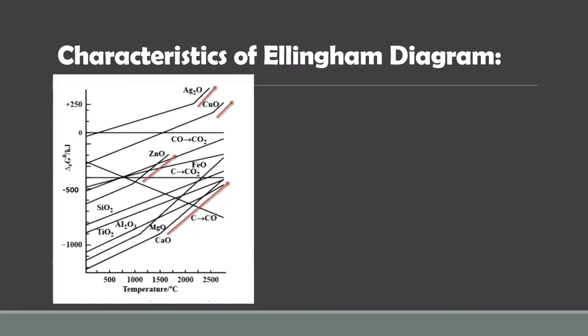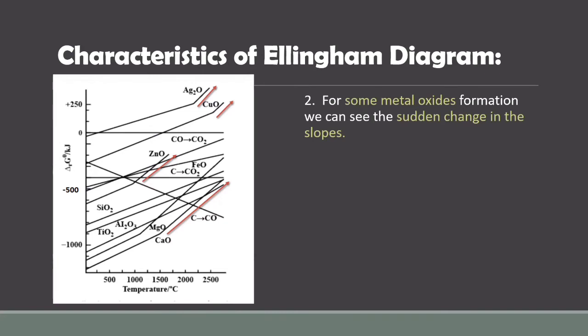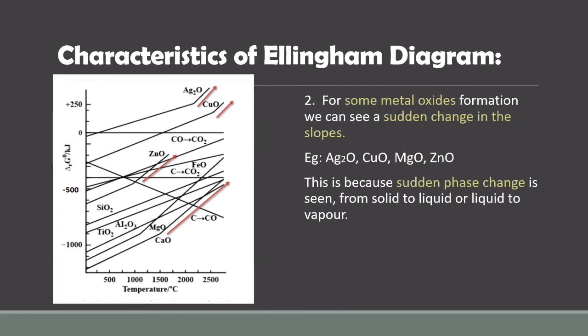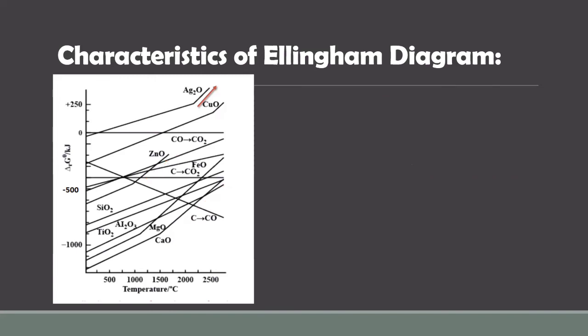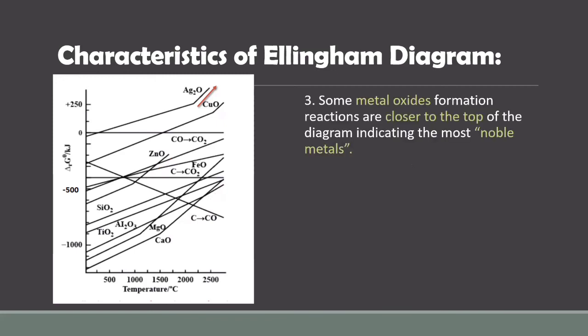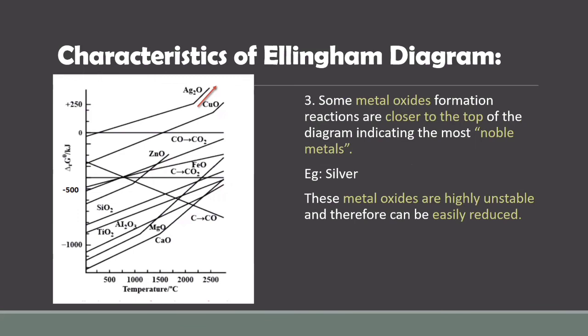The second thing that we need to notice is that for some metal oxides, we can see a sudden change in the slope, like silver oxide, cupric oxide, zinc oxide, magnesium oxide. This is because of the sudden phase change from solid to liquid or liquid to vapor. The third thing is that some metal oxide formation reactions, here silver oxide, are closer to the top of the diagram, indicating noble metals. These metal oxides are highly unstable and therefore can be easily reduced.